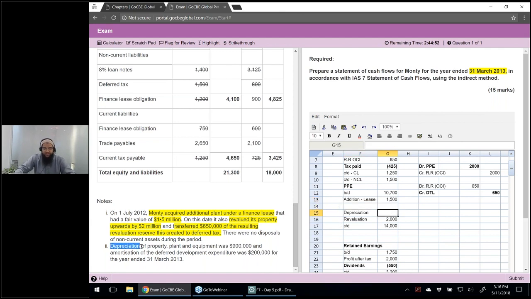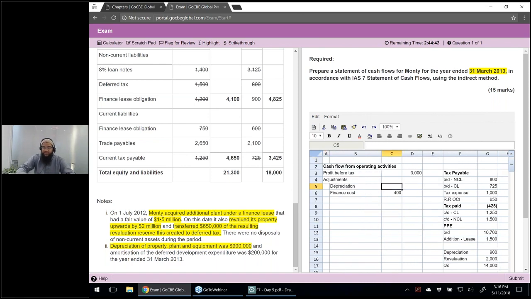The question further says that the depreciation of the property, plant, equipment was $900,000. So depreciation is going to be 900 in the T account, as well as the depreciation value in the operating activities.